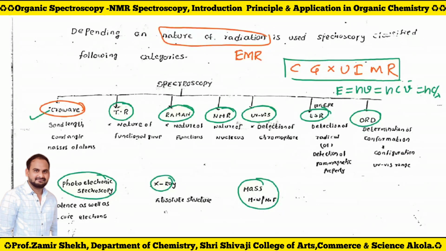So every spectroscopic technique has its unique features. Now, what are the unique features? Let's say for example, if you are dealing with microwave spectroscopy, when microwave radiations interact with the sample, we can find the bond length, bond angle, and masses of the atoms. That is the utility of that particular technique.